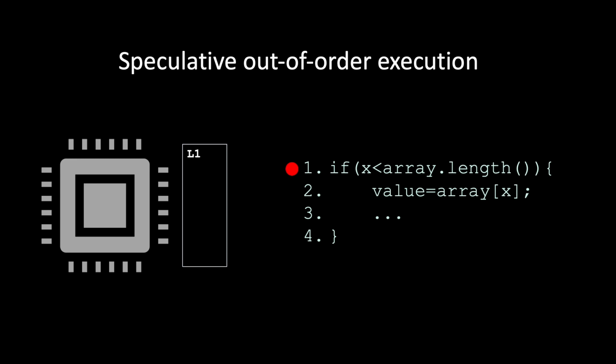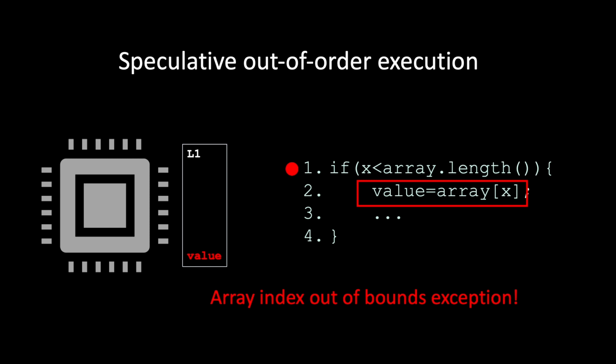So while the processor is evaluating this, it already executes and writes this execution into its level one cache. So in its L1 cache, it now has the value stored, and it also has the whole expression stored. So it has the evaluation of the expression value equals array at the xth position. Now, what happens if x is actually larger than the length of the array? That is why we make this check here, because we don't want to read a position that's larger than the array, since then we get an array index out of bounds exception.